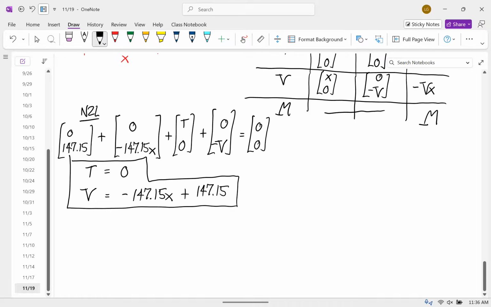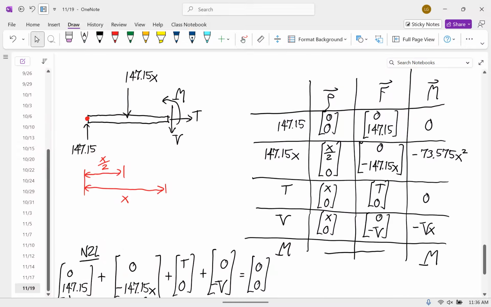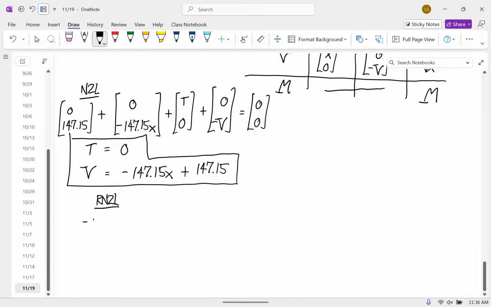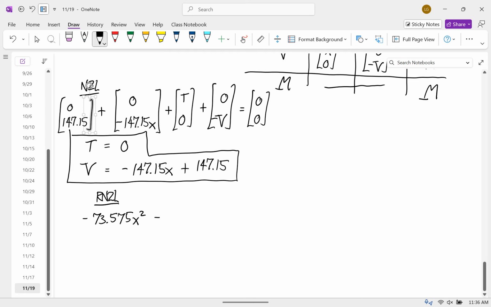And now the moment equation says negative 73.575x squared minus Vx plus M is equal to 0. Solve for M, and you get M is equal to Vx plus 73.575 x squared.